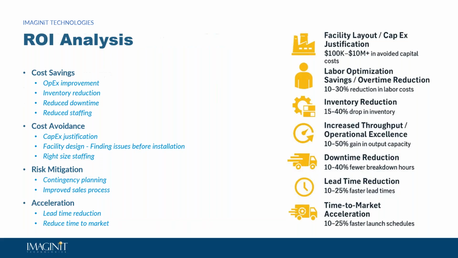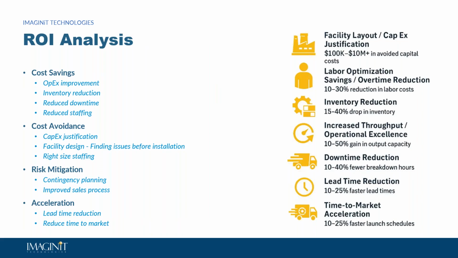So when we're looking at ROI to support projects, we've already talked about some of the value areas to the right, but there's really 4 things that we look at from an ROI perspective. Number 1 is cost savings. Within your current operations, we might be reducing inventory, downtime, and staffing. There's things that we can do now to save money.